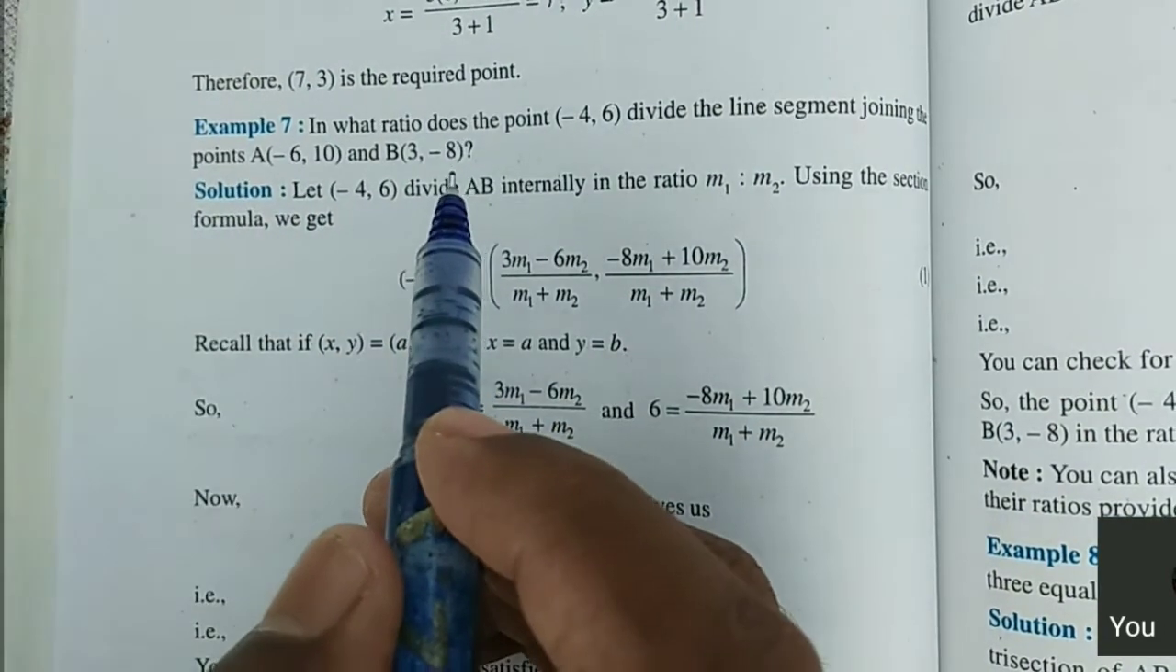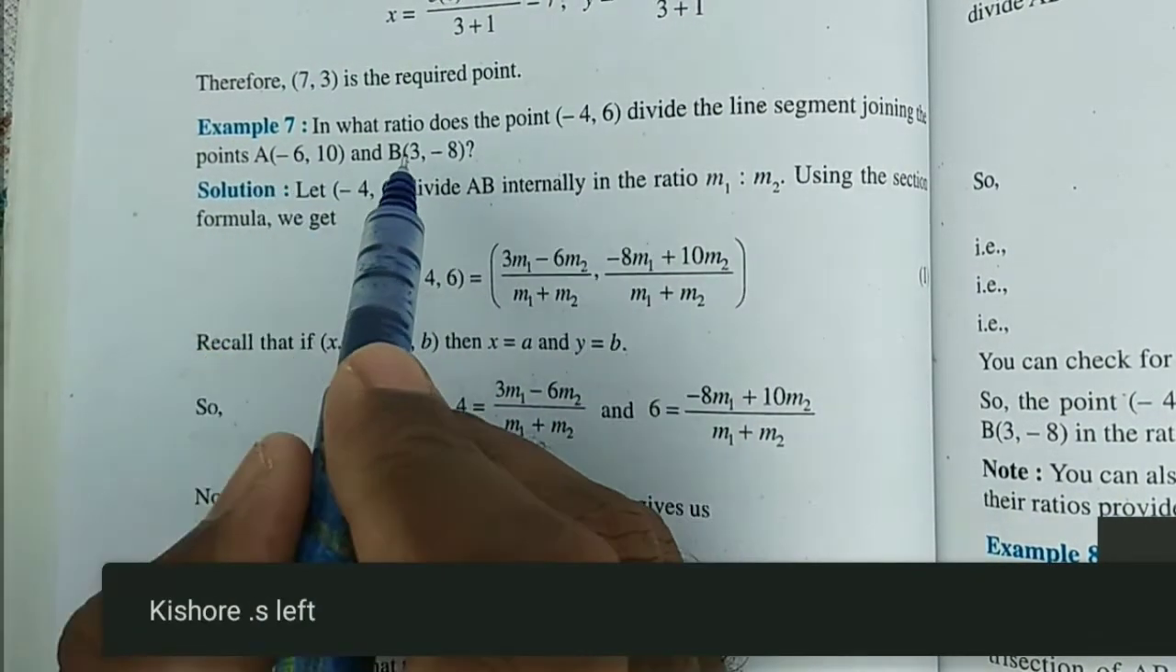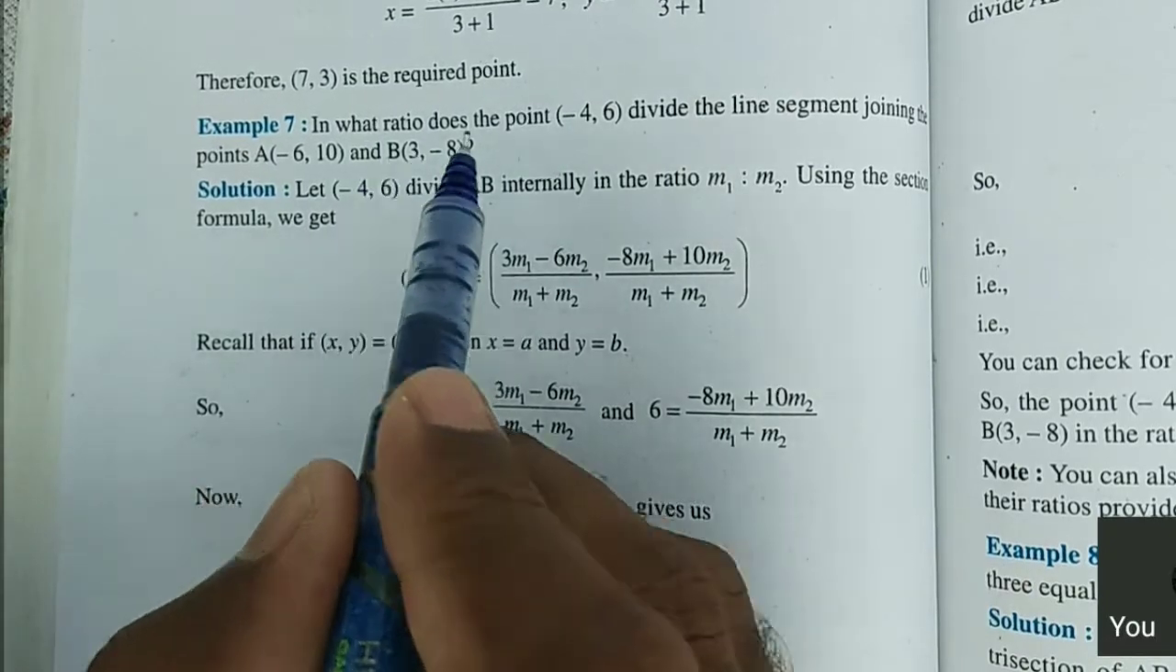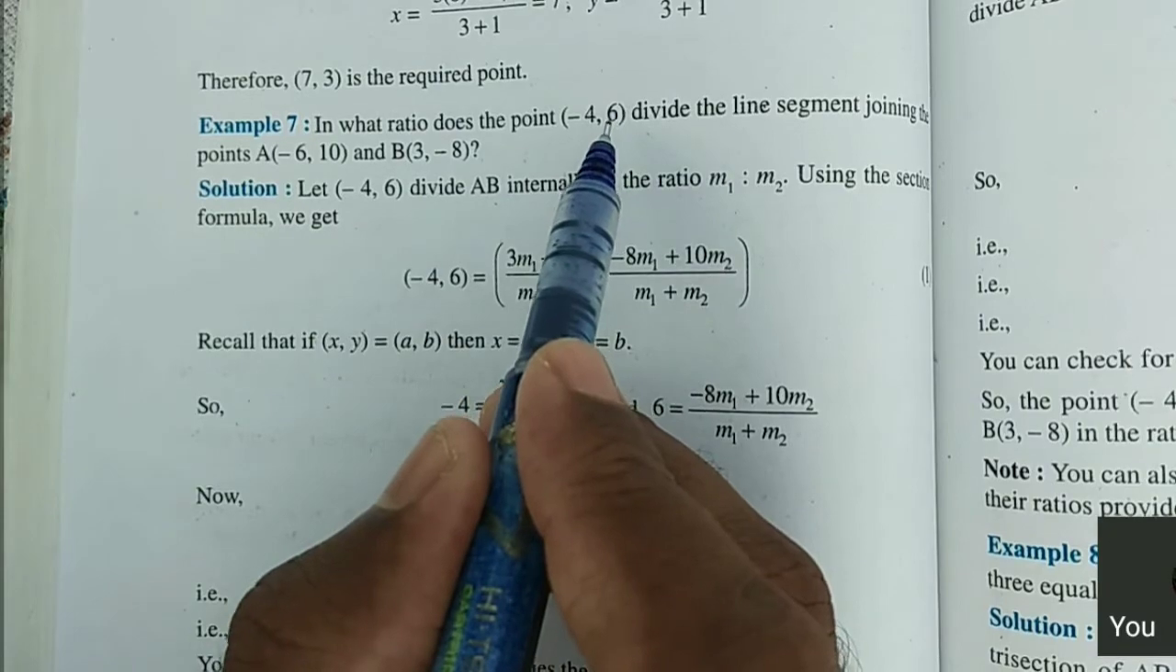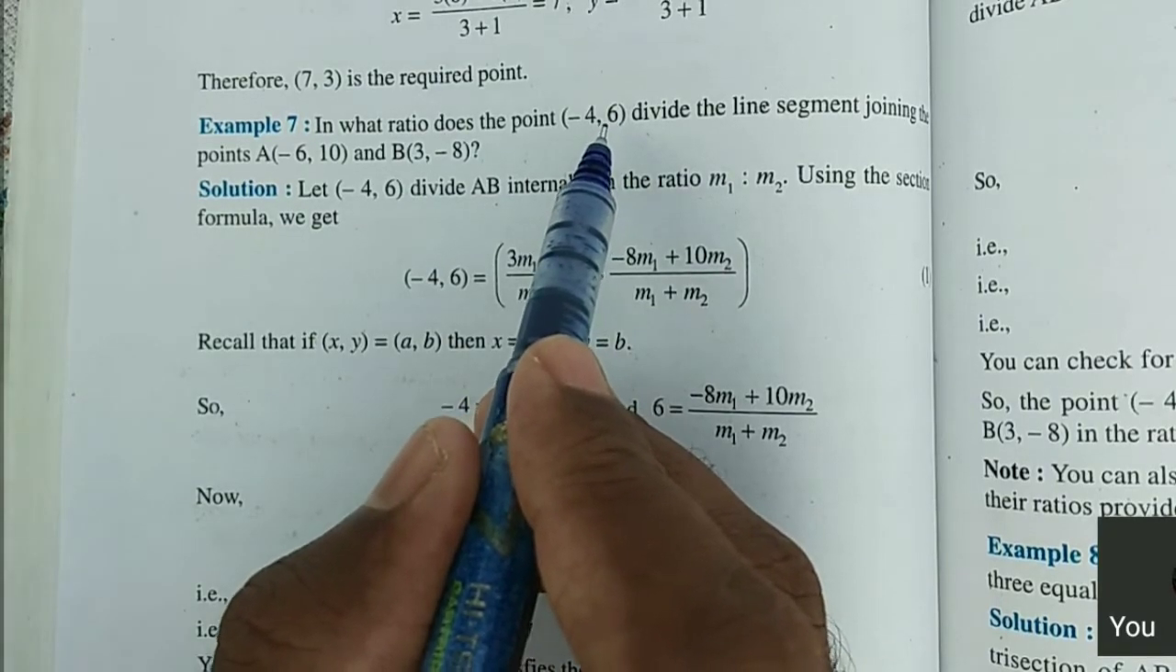Actually, there is a line joining A and B. On that line, there is one point that lies on it, which is minus 4 comma 6. In what ratio does that point divide the line segment?